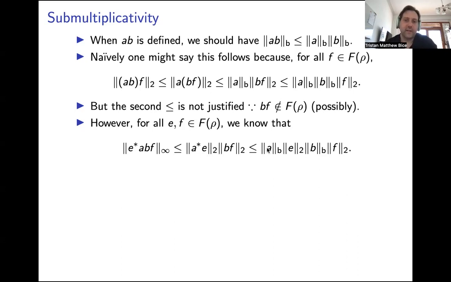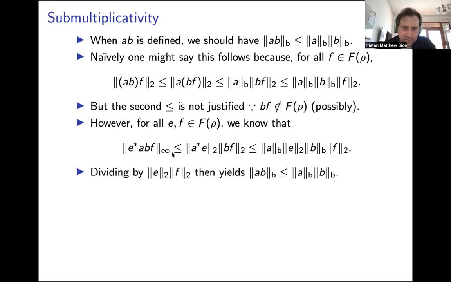And now we can apply the original definition of the B norm to say this is going to be below the B norm of A star, which is the same as the B norm of A, since we just showed that B is star invariant, and the 2 norm of E, and the B norm of B, and the 2 norm of F. Then dividing through by the 2 norms of E and F, we get this alternative expression for the B norm, as long as we take the supremum. So taking the supremum, this does indeed show that the B norm of a product is below the product of the B norms.